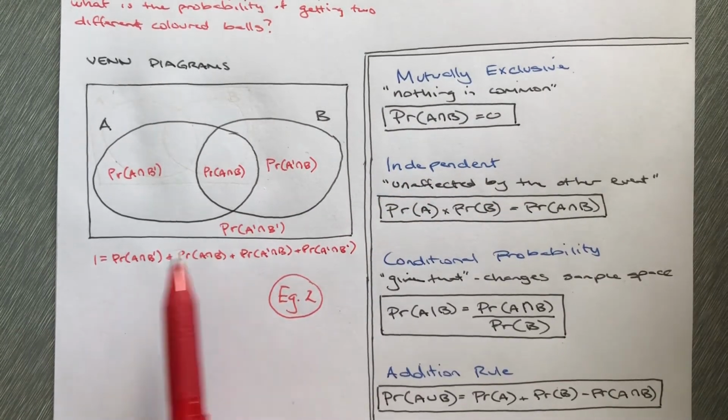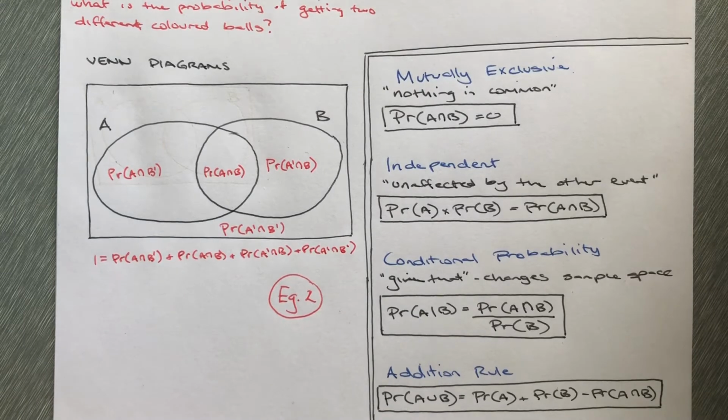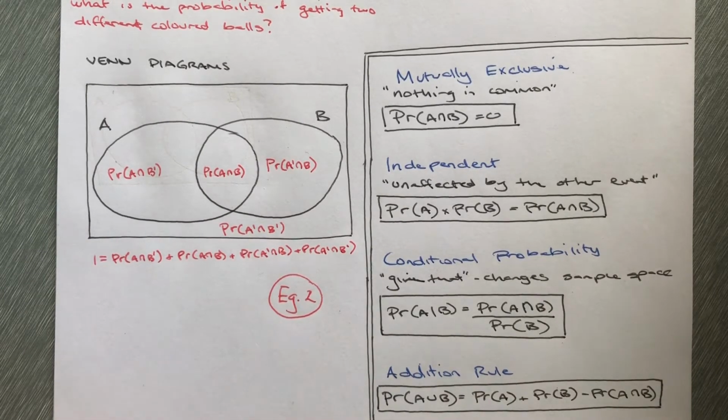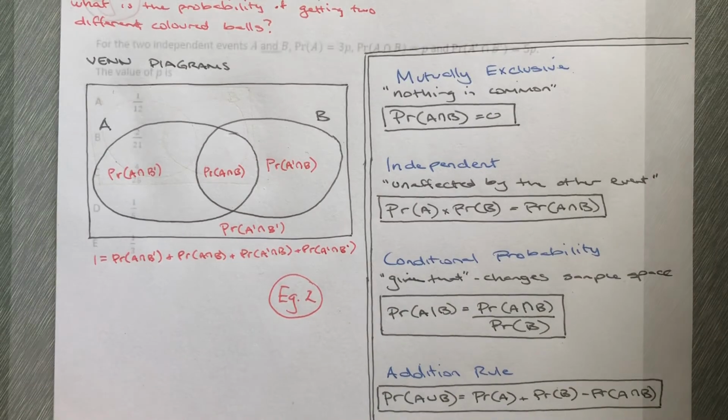Now that's not necessarily any official rule that you'll be told to use, but hopefully you could see how that makes sense. I'm going to show you an example now of how we might be able to use a Venn diagram to help us out with a question that might seem a bit more complicated.